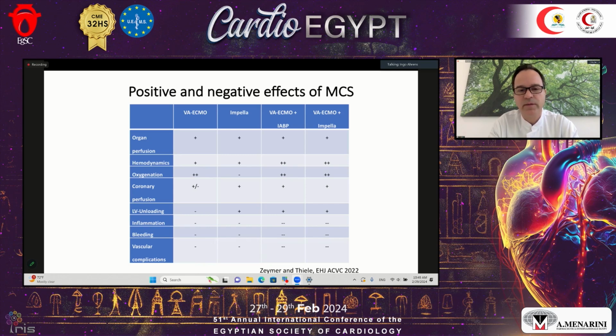In terms of the coronary perfusion, the VA ECMO alone may not be sufficient to increase coronary perfusion due to the increase in afterload and just the mechanism of how the oxygenated blood is being pumped into the thoracic aorta. And there is, of course, an increase in coronary perfusion by the left ventricular unloading devices, the impeller, the IABP, and also the combined therapy. In terms of inflammation, bleeding, and vascular complications, they all did not show any benefit, which is expectable and understandable.